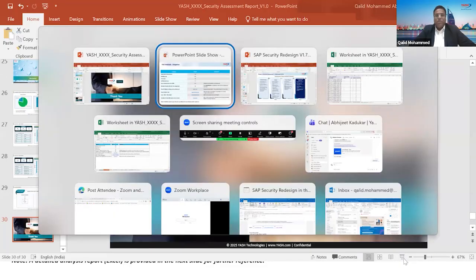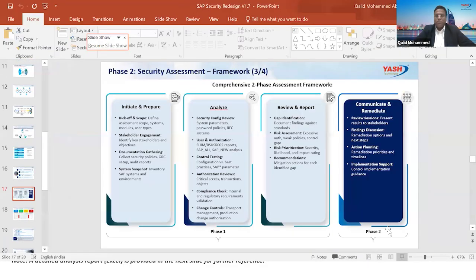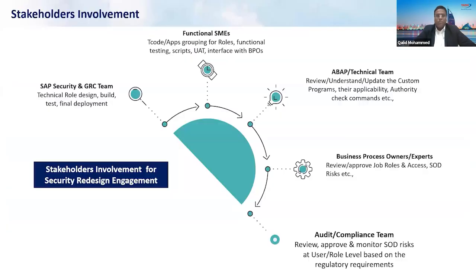So let me come back to our presentation. All right, now the final question that we normally get is, who should we involve in this engagement? Of course, the security and GRC team would be working on this. Then we should definitely involve the functional SMEs, who understand what T codes or what apps need to be grouped in a role. They would be doing the functional testing and script preparation, helping with the UAT, and they can also act as an interface with the process owners.